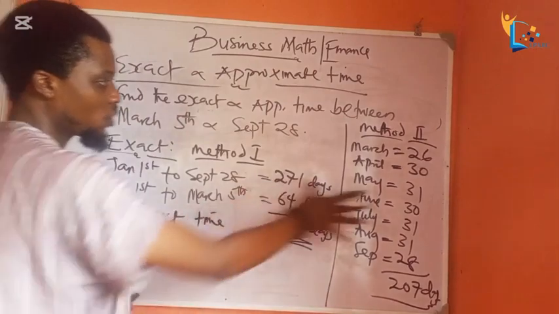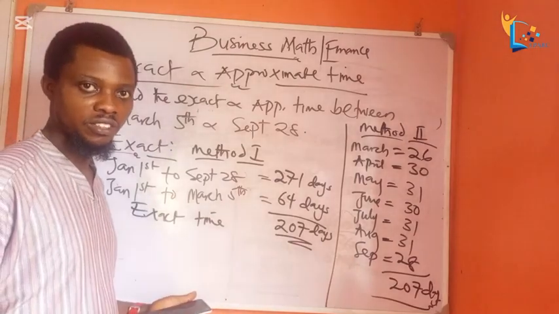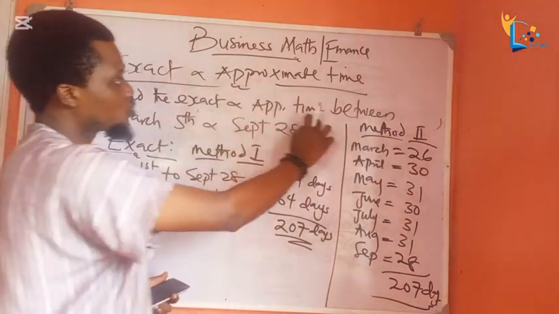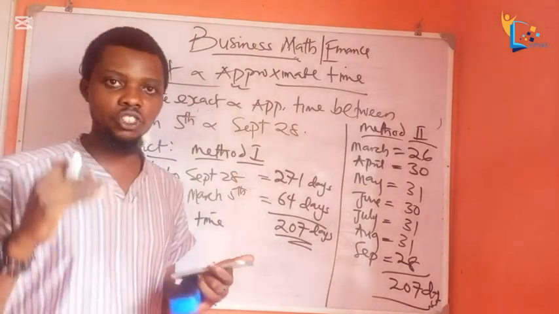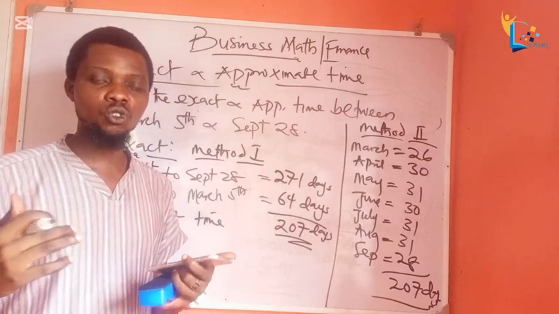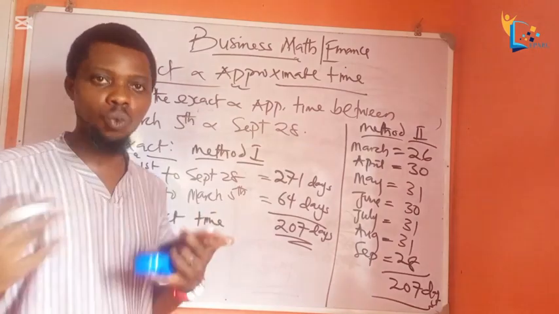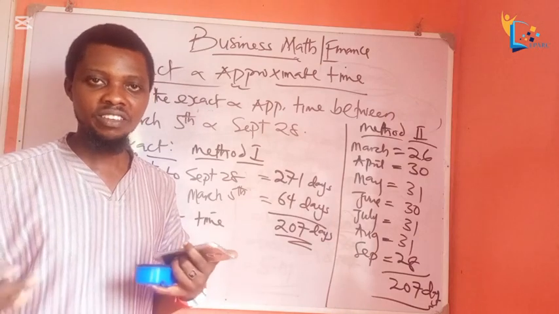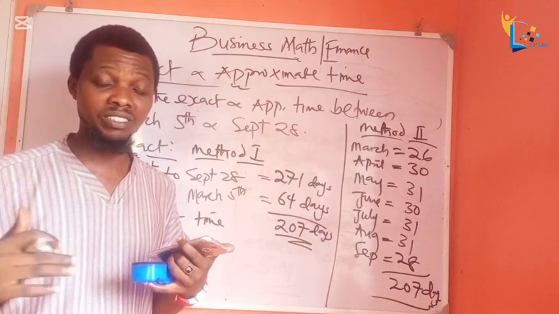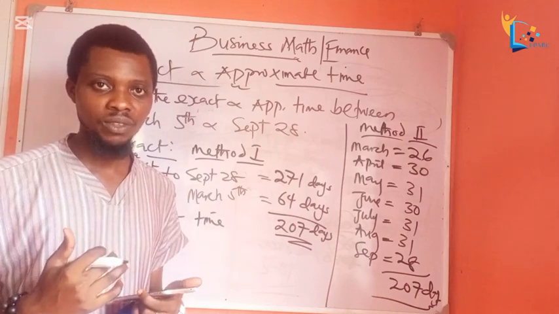So either method 1 or method 2, whichever one you want to use, it will give you the same number of days. Okay, so let's go ahead to treat the approximate time now. There's a question I've drafted. I'll share it on the screen so that you can try out what you have done today, to see how you understand it. If there's any part you don't understand, or you have any question, use the comment section. Ask me. Okay, are we together?